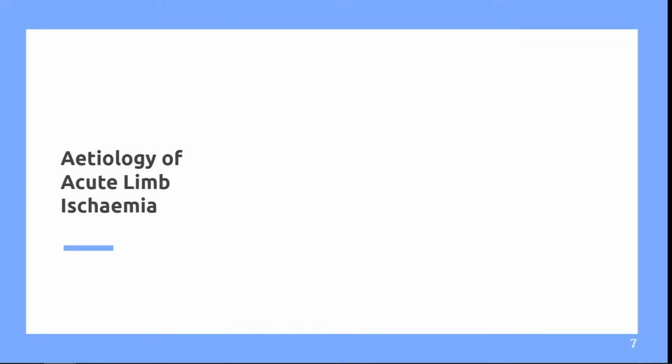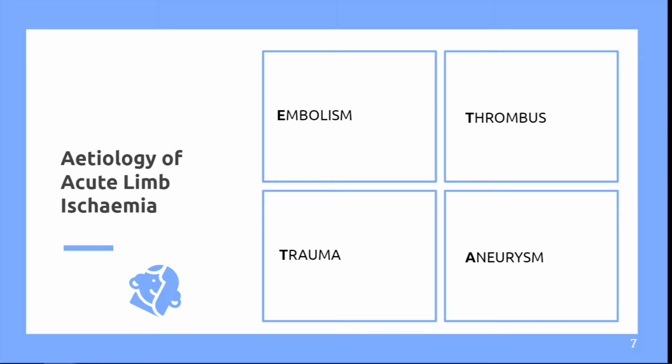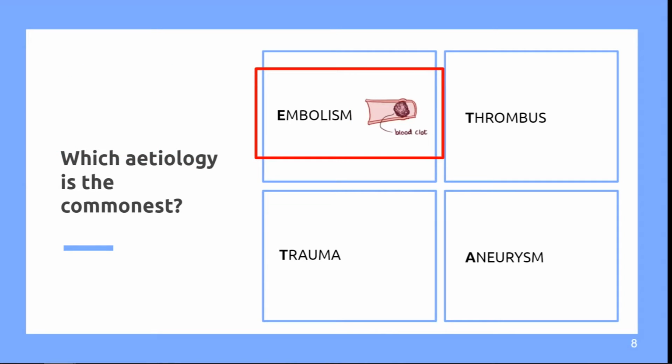So, what is the etiology of acute limb ischemia? Remember what ETA is just now? ETA refers to the 4 main causes of acute limb ischemia, which consist of embolism, thrombus, trauma, and aneurysm. If so, which etiology is the commonest? Can we all make a guess? Yes, the answer here would be embolism, which would be the main content of our video today.